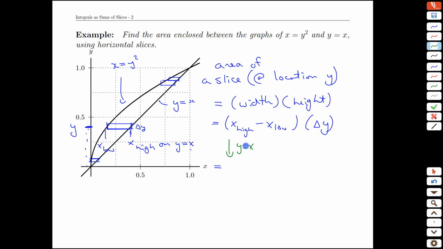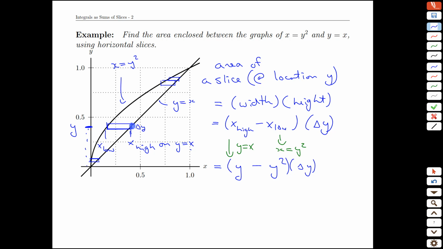On the graph y equals x, the x value can be translated into just y. On the x low graph, that's the graph defined by x equals y squared, so I can take that x value and replace it with y squared. And we keep the delta y.